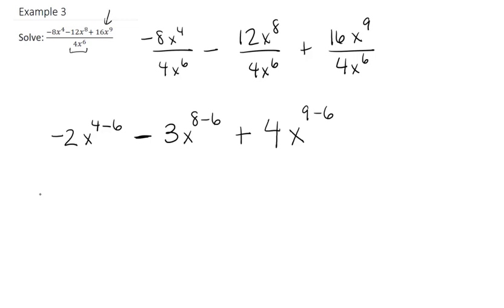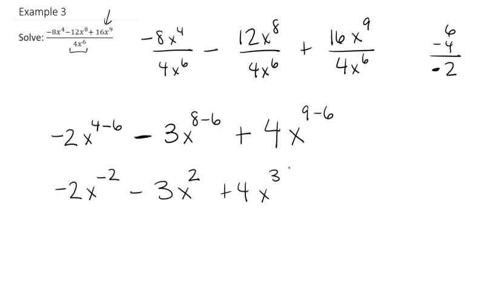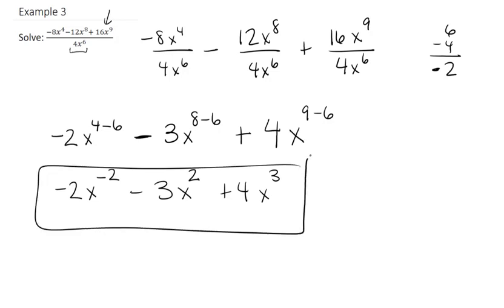Now let's go ahead and reduce this further. So we have negative 2x to the negative 2, because 4 minus 6, we can go 6 minus 4 and we get 2, but we have a larger negative number, so it's negative, which we can get that. We can have a negative exponent on the top here. Next we have minus 3x. 8 minus 6 is just 2, plus 4x. 9 minus 6 is 3. And this would be our final solution to this problem.